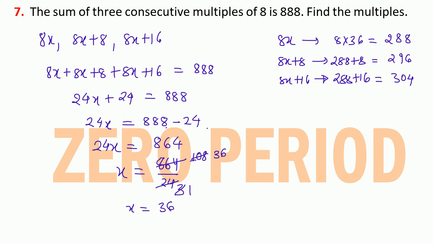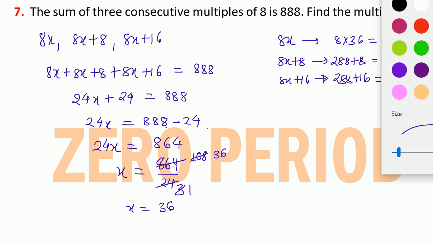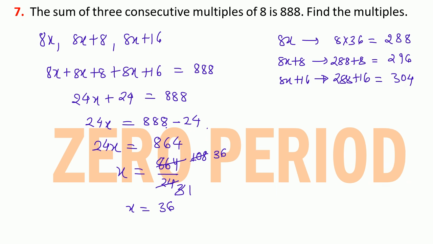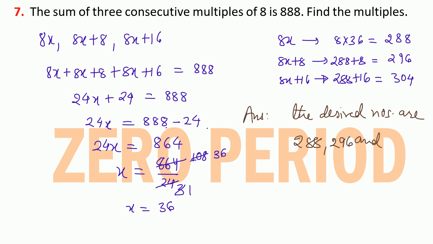You can check the sum of these three numbers, 288, 296 and 304. It is 888. Yes. The sum is 888. So finally you can write your answer. The desired numbers are 288, 296 and 304. This is the solution of your question number 7.